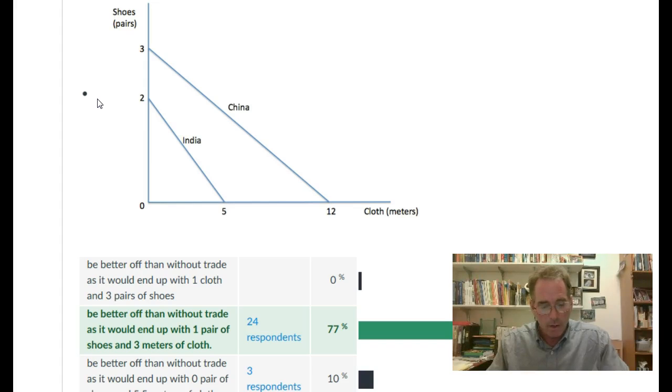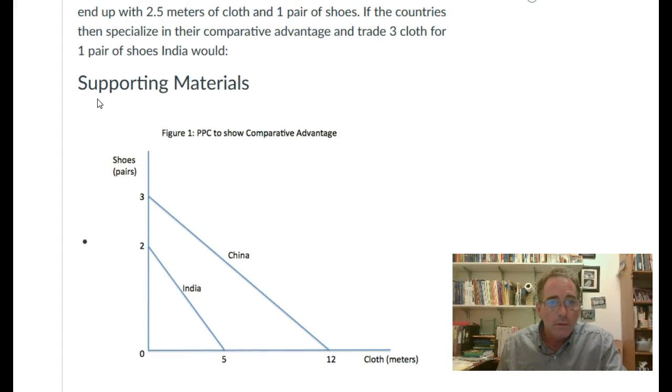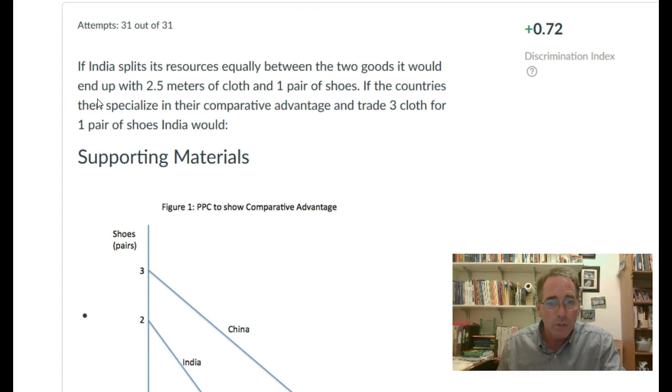So India has the comparative advantage in shoes, and by definition that means China has the comparative advantage in the other good, which is cloth. You can have an absolute advantage in both goods, as China does here, but you can't have a comparative advantage in both goods. So if they trade according to comparative advantage, India would specialize in shoes, and China would specialize in cloth. This question asks about India, I think specifically. We're told they're going to trade 3 cloth for 1 pair of shoes.